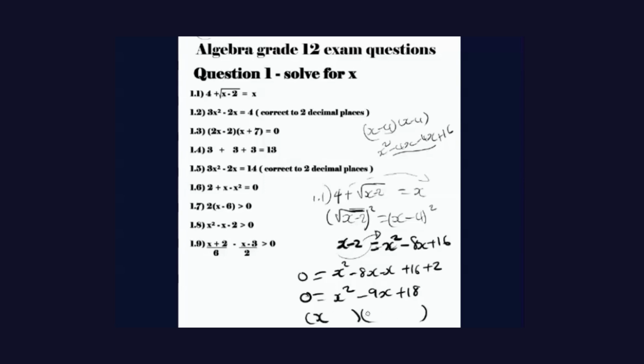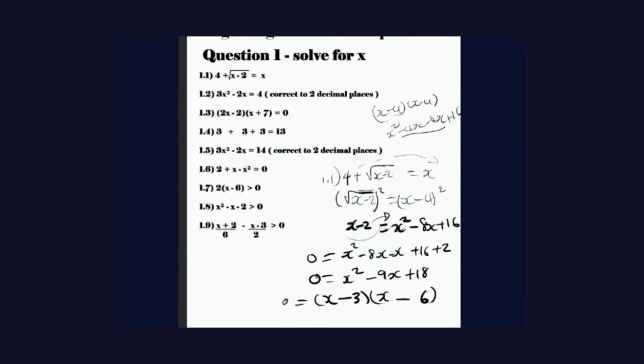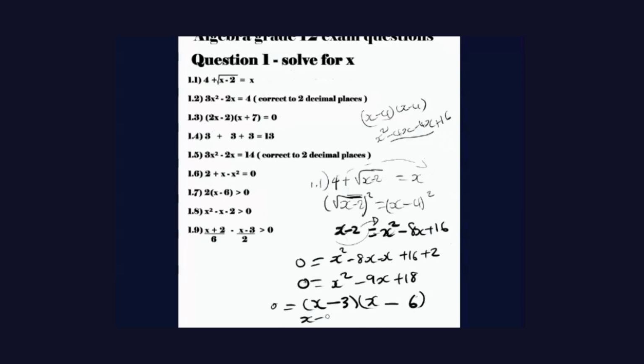It's x, we know the factors of 18 that will give us 9. It's 6 multiplied by 3. So it's going to be 6 multiplied by 3. Then the signs are both negative. So from here we know that x minus 6 equals to 0. Sorry for that, it's going to be 6. So that's how we do the first question.